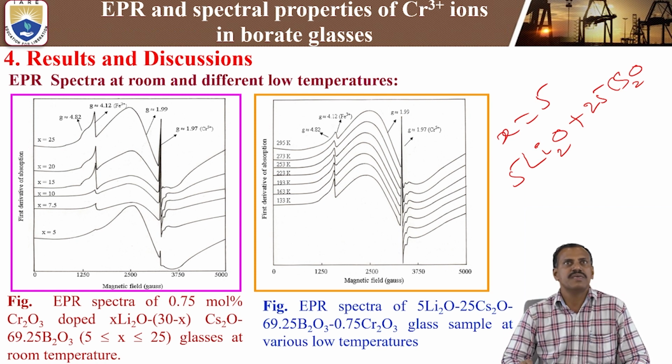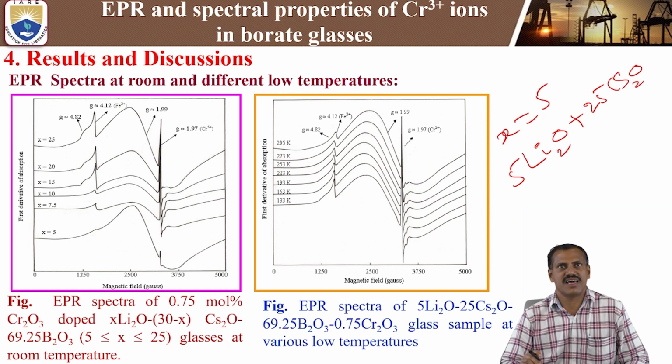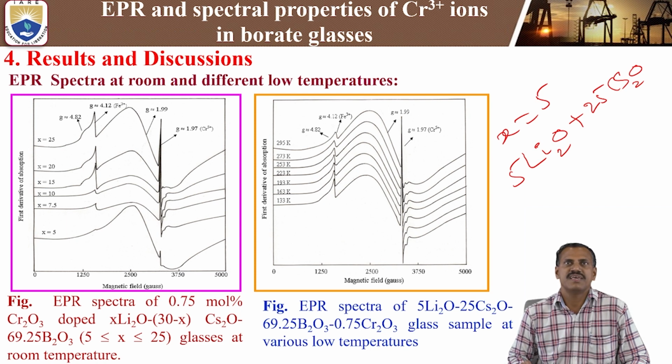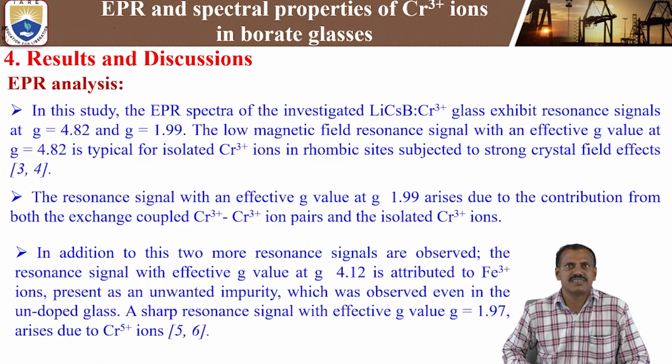So mainly in EPR or ESR signals, we study the outer orbital state of each and every transition metal ion. So we have studied the chromium ions in the 3+ state or 5+ state. We can observe the chromium 3+ ions attributed to the chromium 3+ state. At the same time, additionally, we are getting the chromium 5+ state also. So we can give these results from the EPR spectra, which we analyze by using the ESR spectrometer.